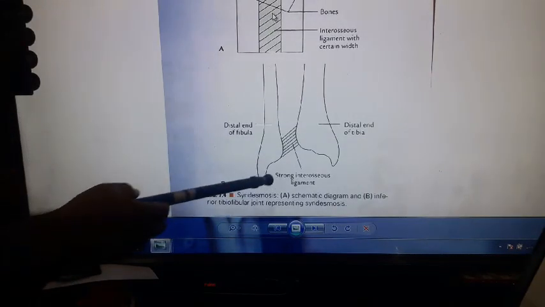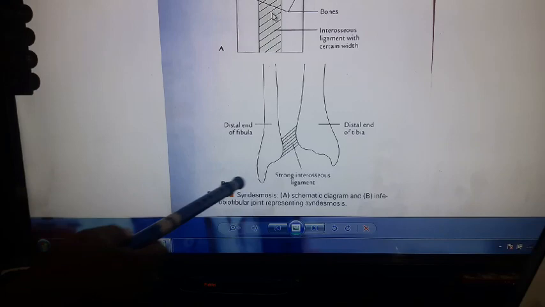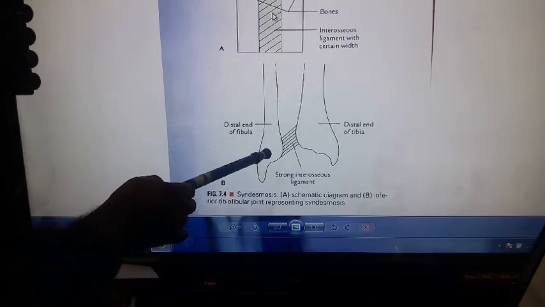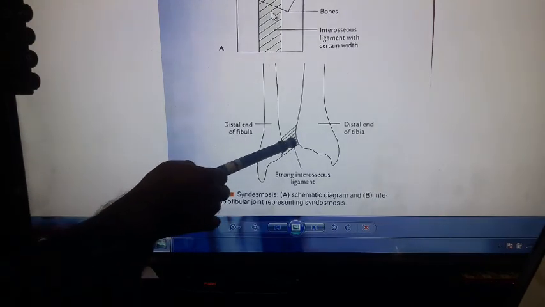In the same way, at the inferior end of the tibiofibular joint we have a strong interosseous ligament, present near the lower end of the tibiofibular joint. These two are examples of the syndesmosis type.